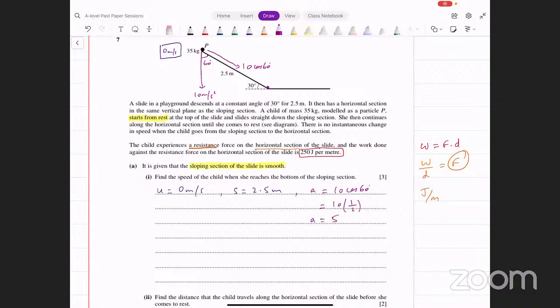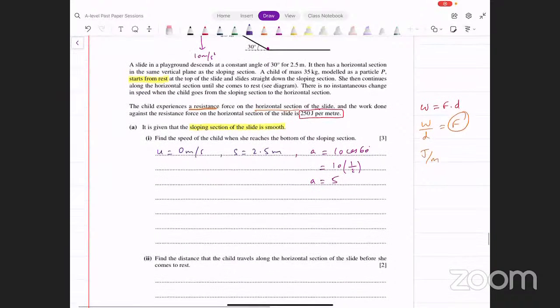You've got these three values: acceleration, displacement, and initial velocity. What we can do is we can find the final velocity from this. कौन सा formula use कर सकते हैं? We can use 2as equals v square minus u square here.